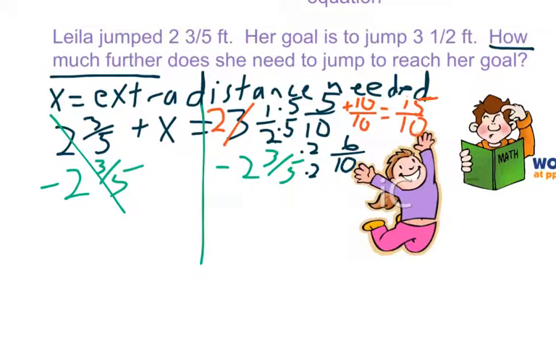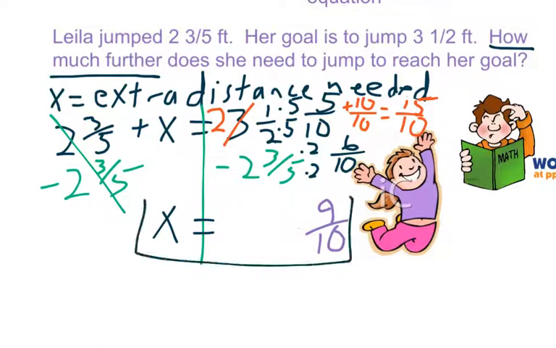So now looking at the 15 and the 6, 15 minus 6 gives me 9/10. And then the 2 minus the 2 is nothing, so it's just 9/10 for x. And that answers our question. So 9/10 of a foot. You got it, Layla. Keep practicing.